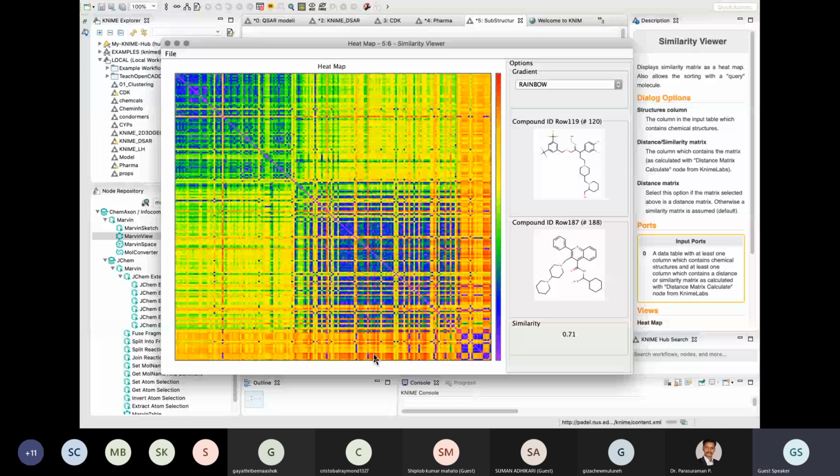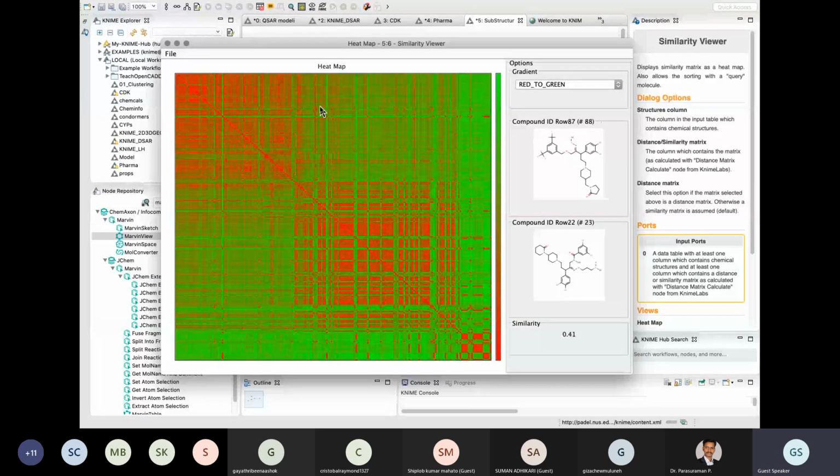If you want to see in a different color, you can do that with colors. It all depends upon what kind of data you have, to have a better visualization. And if you want to export this as a picture, you can always export it as a picture.